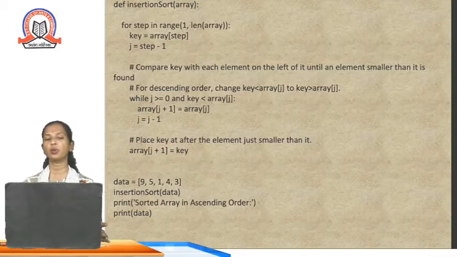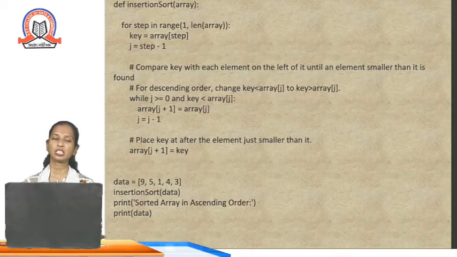So the interchange will be done. How is it going to be done? The j element is going to be shifted to the j plus 1 index. Is it understandable? The j element is going to be shifted to the j plus 1 index, and then the j value will be decremented. So how long is this loop going to execute? This loop will be executed till both the conditions are true: j is greater than or equal to 0, and the key value is less than array of j.